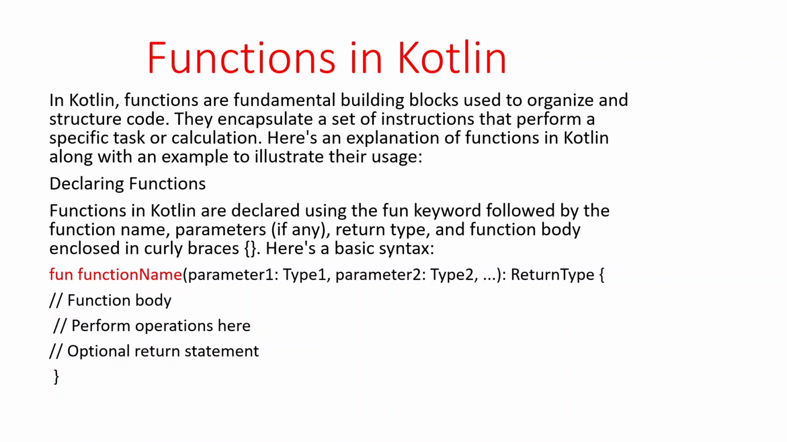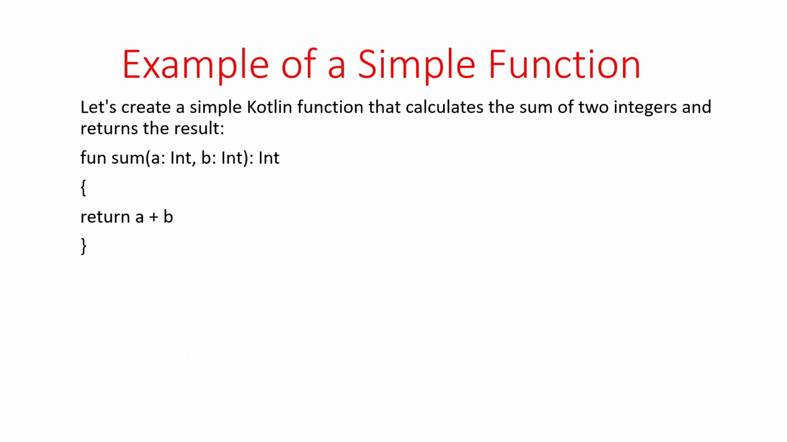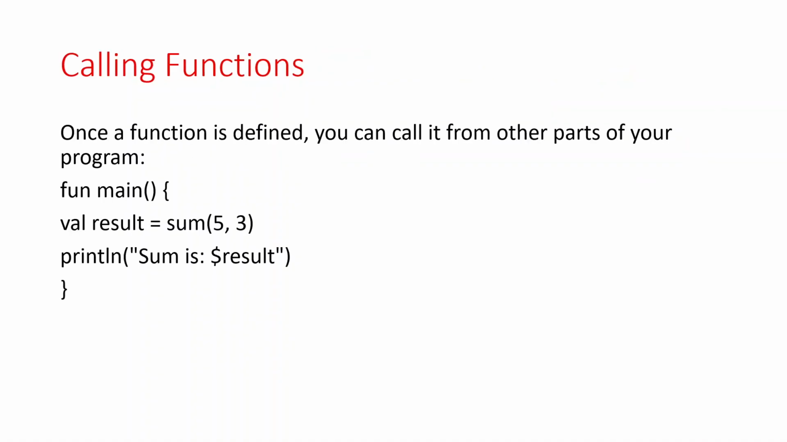Let's understand it by giving one example. Here is an example of a simple function. Let's create a simple Kotlin function that calculates the sum of two integers and returns the result. Here I have created one function with fun, and it will take two parameters of type Int, a and b, and its return type will also be Int, and it will return a plus b. Now calling a function. Once the function is defined, you can call it from other parts of your program. Here in fun main, we have stored the function result inside one variable result. val result is assigned sum(5, 3), and we will get the output as 8.